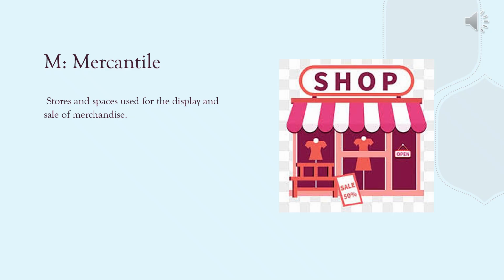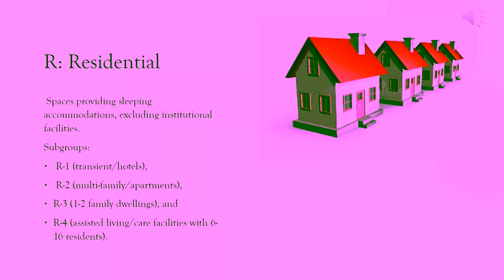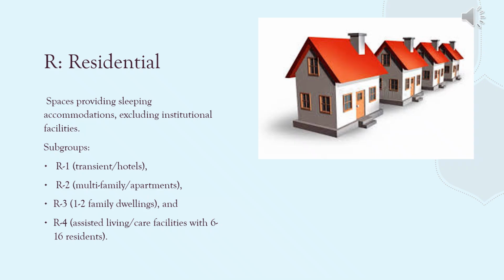Type M occupancies are very general in nature. These are your stores and spaces used for display and sale of merchandise. And type R is residential. Now this can be confusing because we're not going to the IRC unless we're specifically into an R3.